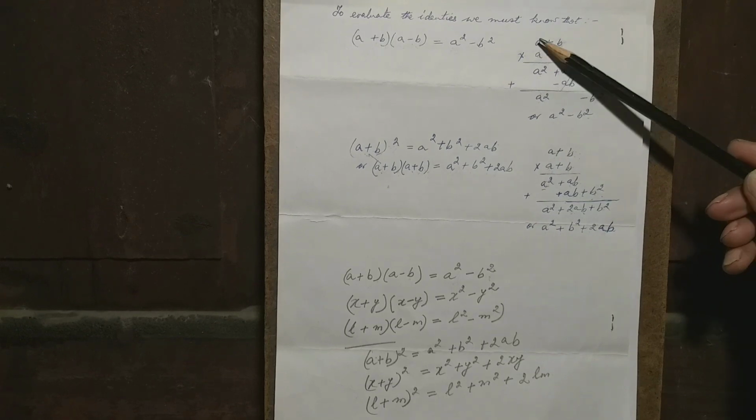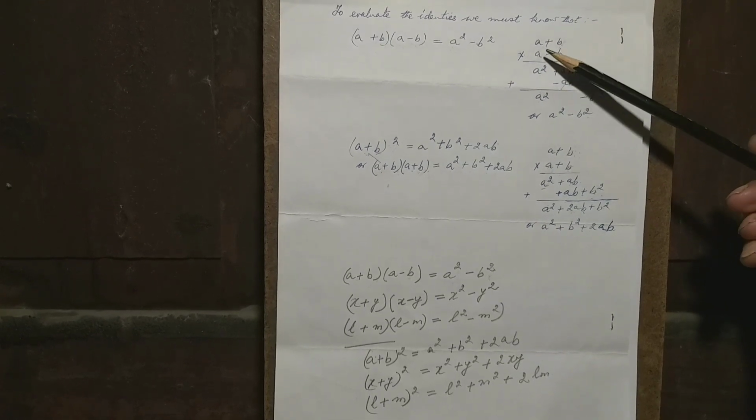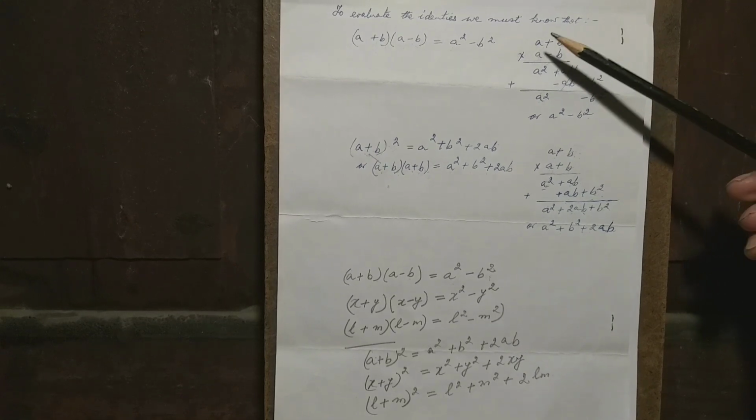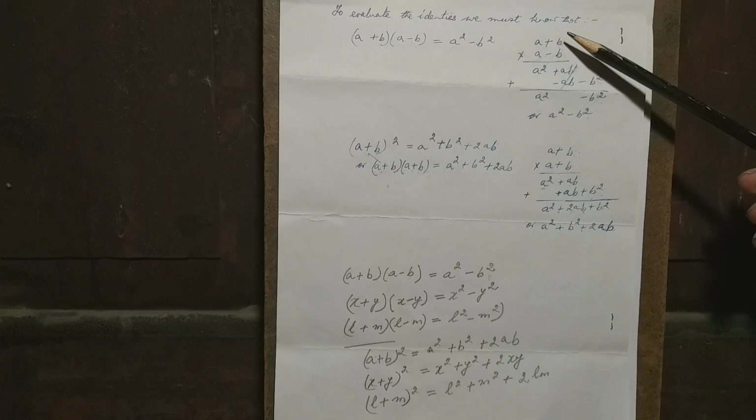A multiplied with a gives us a square. A with b gives us ab. Minus b with a gives us minus ab. And minus b with plus b gives us minus b square. Now adding these, we get a square. This is one positive ab, one negative ab, so this cancels out. And here we have minus b square. So finally we get a square minus b square.